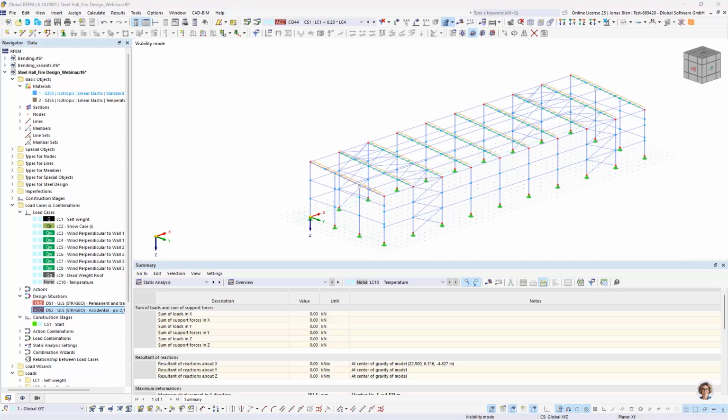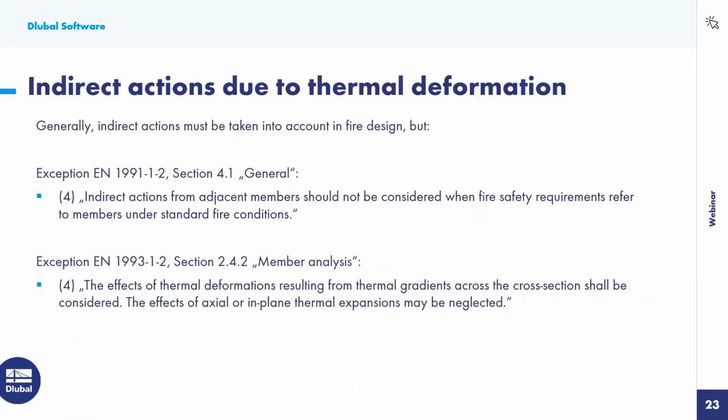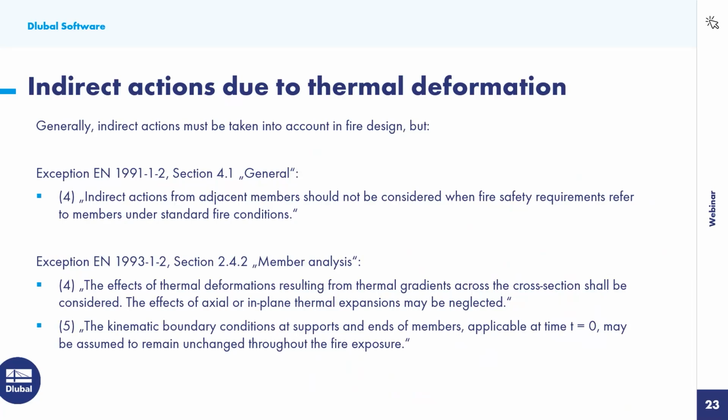I am actually not sure in which cases I would do so, because the Eurocode also has a paragraph on how to define or how to take the boundary conditions into account in the fire design situation. And it actually says that the kinematic boundary conditions at supports and ends of members applicable at room temperature may be assumed to remain unchanged throughout the fire exposure.